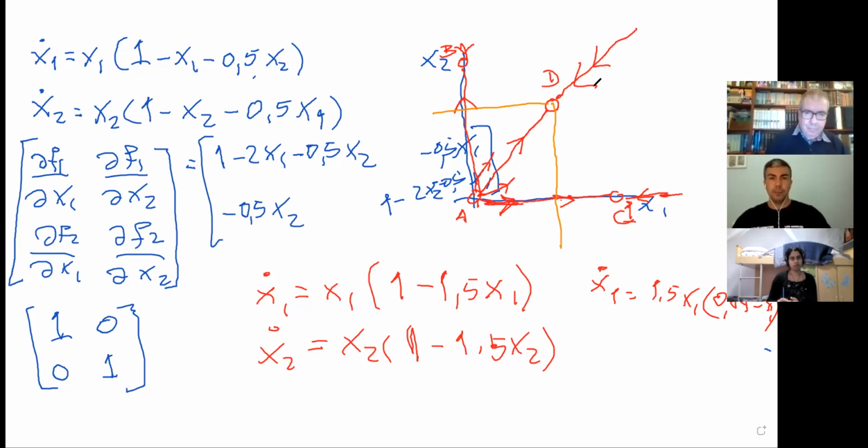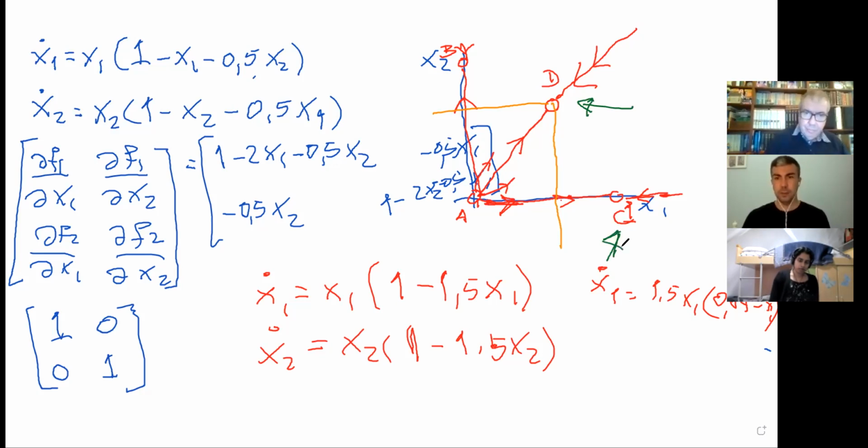I'm not going to finish this example today. We will continue next week. But I put a challenge to you. This is symmetric, so what appears here will appear there. So the two points for which it's important to compute the eigenvalues are D and C.